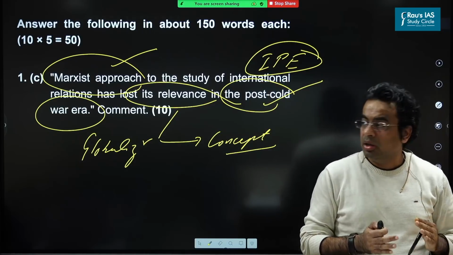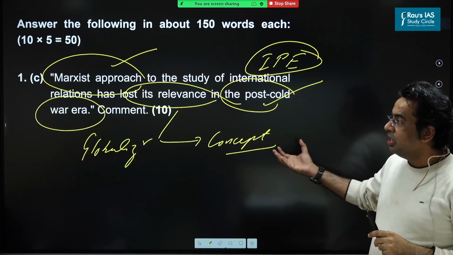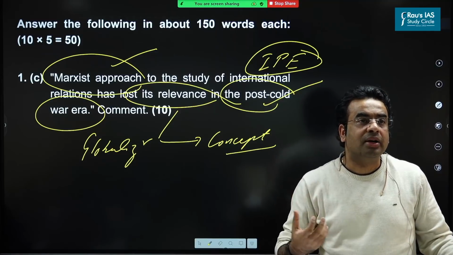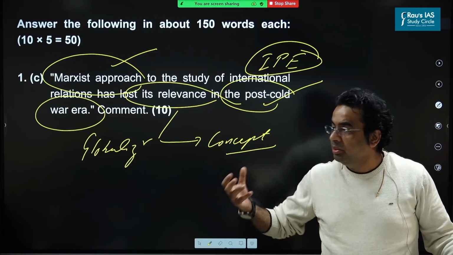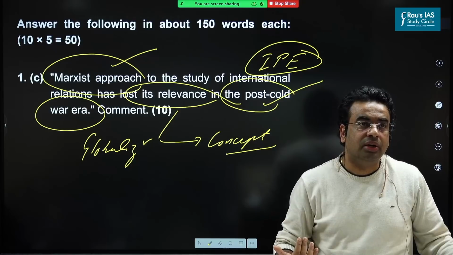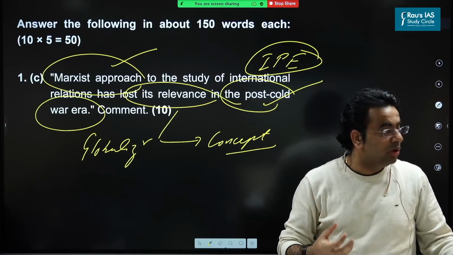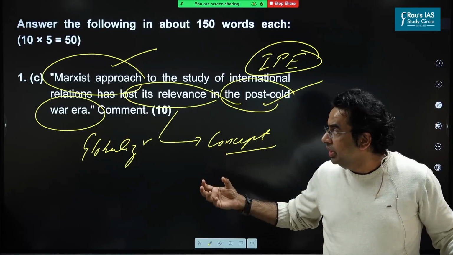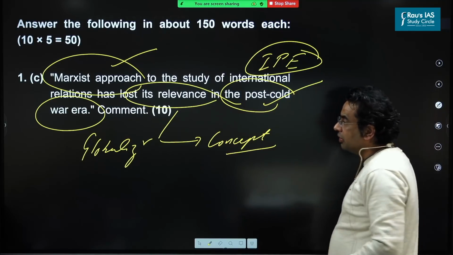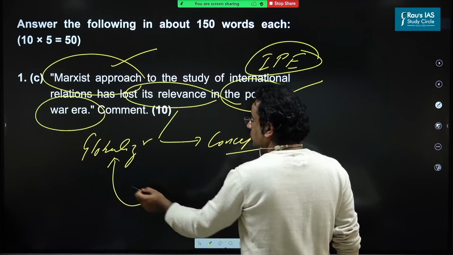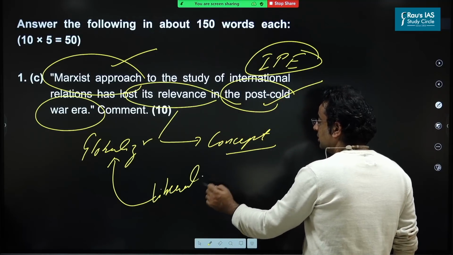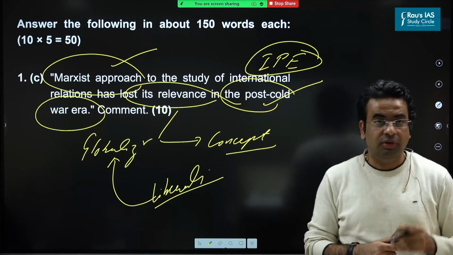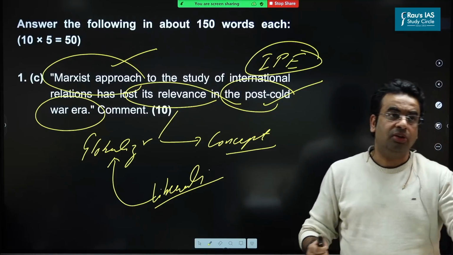So a question based on concept: do you understand the concept or not, and what exactly is said by Marxist scholars regarding the post-colonial theories of state. What is the view of the Marxist scholar, what is the international political economy approach, and why do we believe that this approach has lost its relevance, and who emphasized that? Liberals. The modernization perspective says that under the forces of globalization, the Marxist approach has lost its relevance.